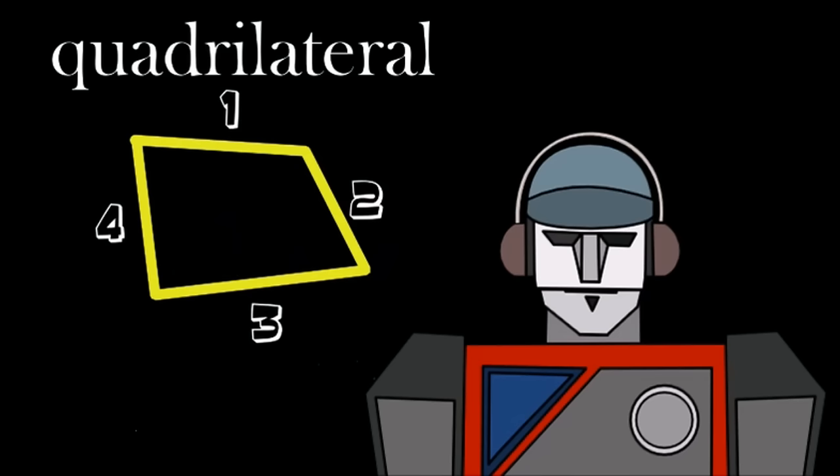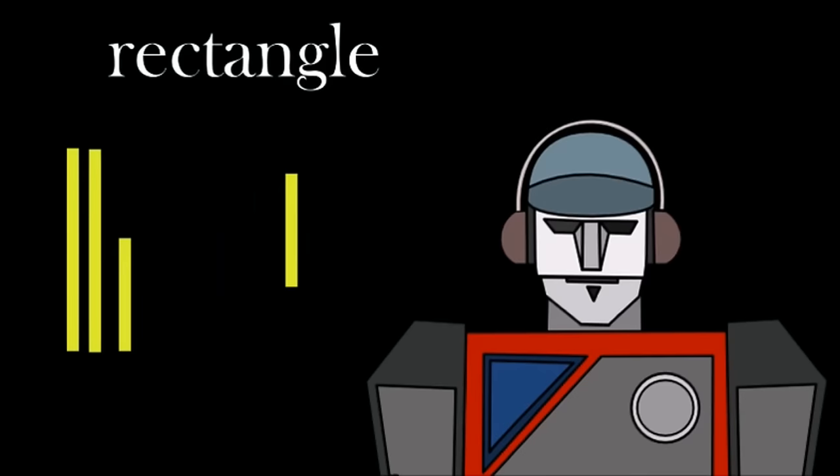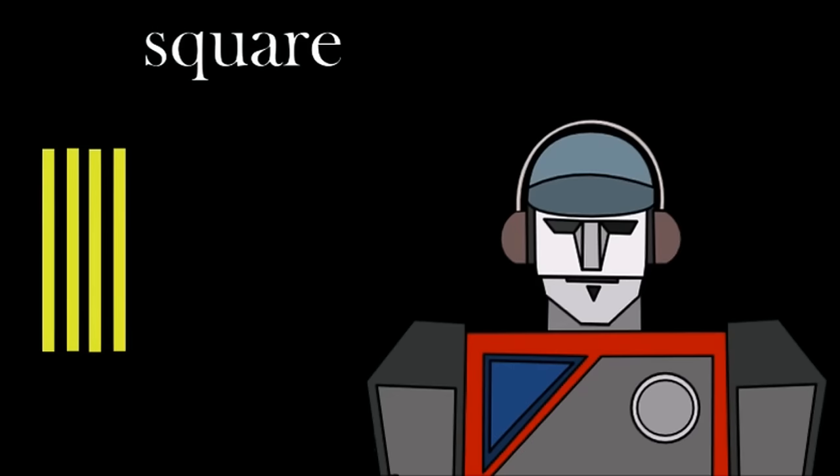I see a rectangle, it has four sides. A rectangle has two sets of parallel sides and four right angles. I see a square. It has four sides too. A square has four equal straight sides and four right angles.